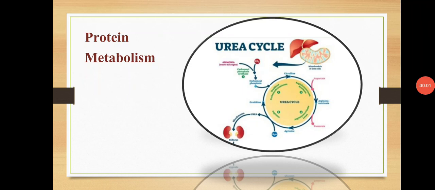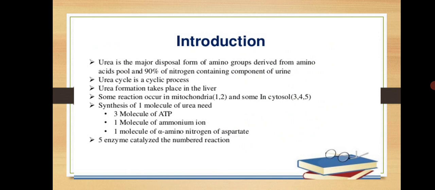Welcome dear students. In this lecture we are going to see the topic called the urea cycle, also known as protein metabolism. Urea cycle, as the name indicates, is a cyclic process, and this process takes place in the liver. Mostly it takes place in the liver, and the parts involved are the mitochondria and the cytosol.